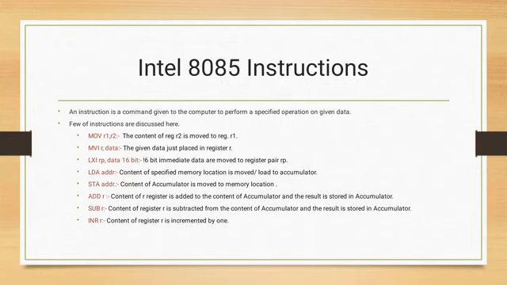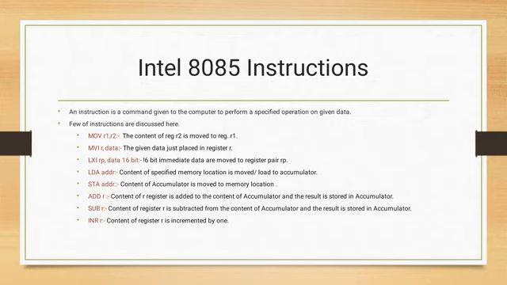These are several kinds of instructions or commands given below for the 8085 microprocessor. I am discussing a few of them. One of them is MOV, then MVI, LXI, LDA, STA and so on. MOV R1, R2 means R1 is the destination register and R2 is obviously the source register.